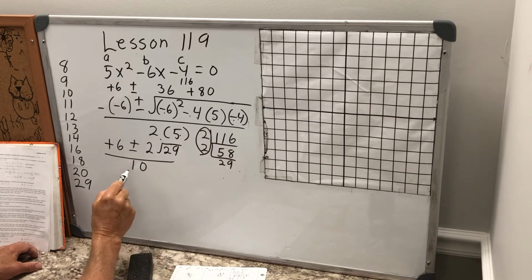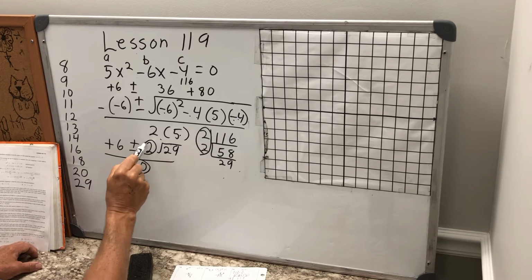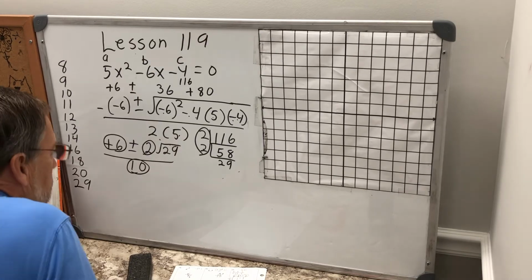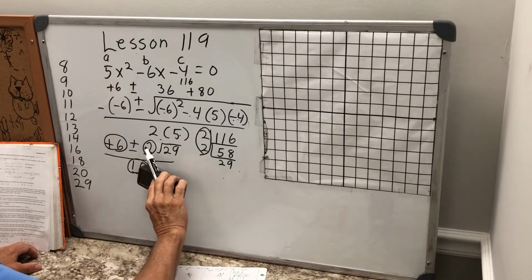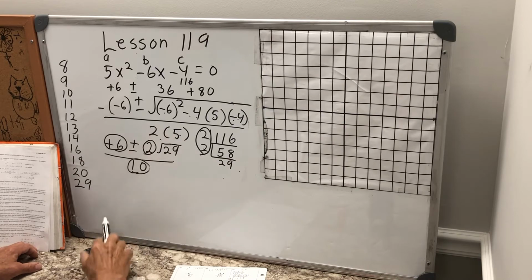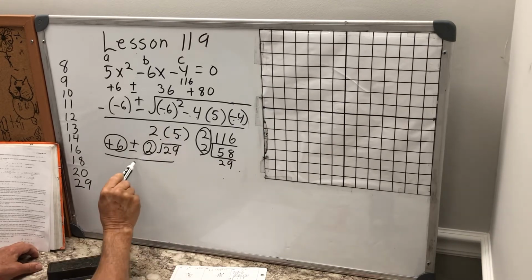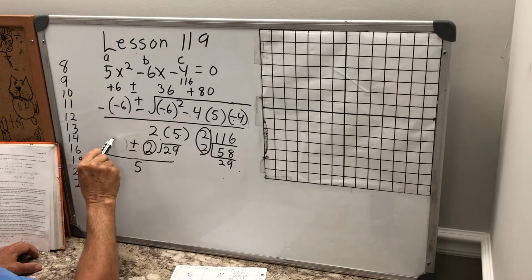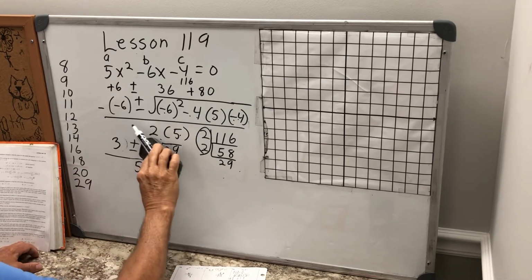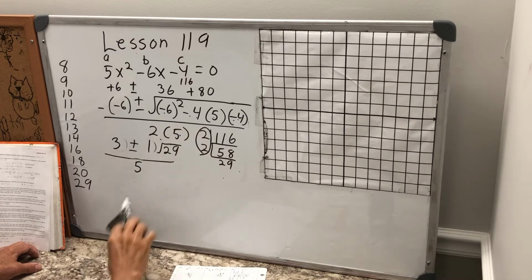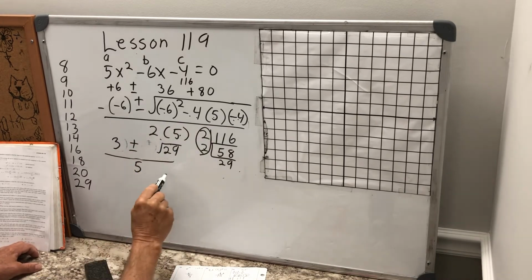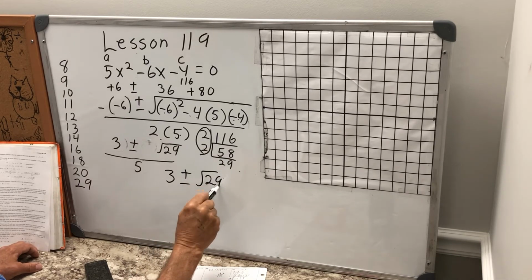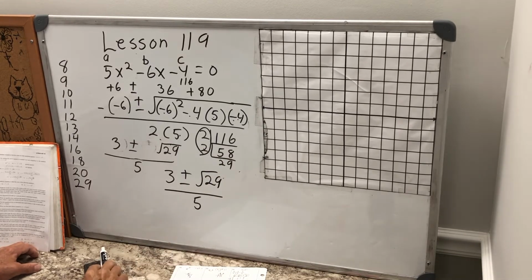Look at our 3 numbers, the 10, the 2, and the 6. Can we reduce those? We can. A 2 will go into all 3 of those, so I'll just rewrite it. This is 5 and 3 and 1, which I can just eliminate. The final answer is 3 plus or minus square root of 29 over 5.